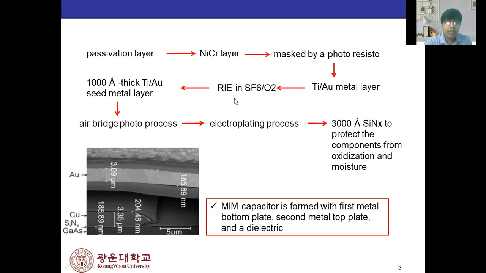CF4 and O2. After the etching process, a 1000 Angstrom thickness of the aluminum seed layer is produced, and after that a air-bridge photo process happens, and after this the electroplating process is also done for the gold electroplating. Then 3000 Angstrom silicon oxide protects against oxidation and moisture. Basically, in this process, a MIM capacitor is formed by the bottom of the first metal and the second metal of the top plate, with the dielectric between.